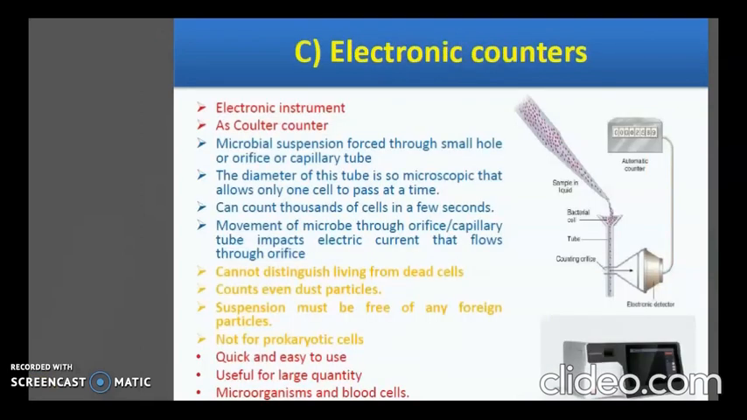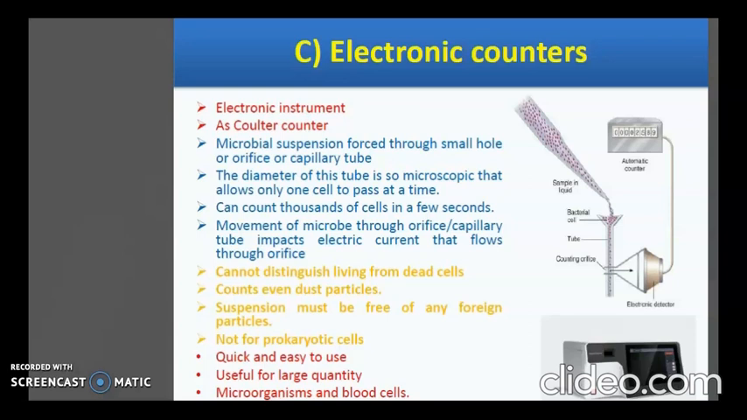Next one is the electronic counter. It's an electronic instrument, also known as the Coulter counter, and is used for direct enumeration of cells in a suspension. The instrument is capable of accurately counting thousands of cells in a few seconds. The suspending fluid must be free of inanimate objects like dust.